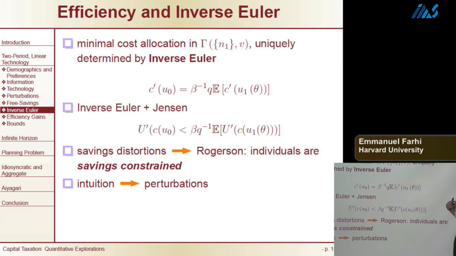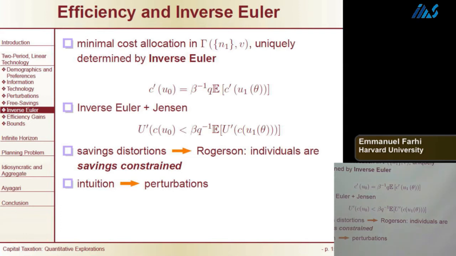Okay? And if you combine this observation with Jensen's inequality, you know that if the inverse Euler equation holds, then the Euler equation has to be violated in a particular direction. And it has to be violated in the direction of people being savings constrained. Okay, in other words, they would have to be facing some kind of tax on capital in order to accept this allocation. Okay. So savings distortions are optimal, and individuals are saving constrained.